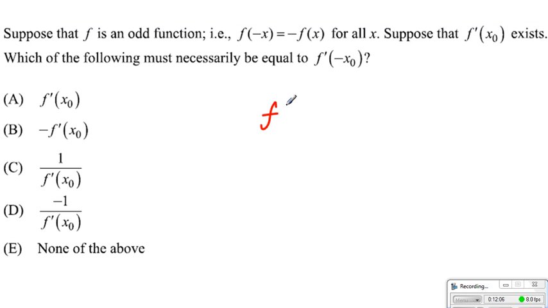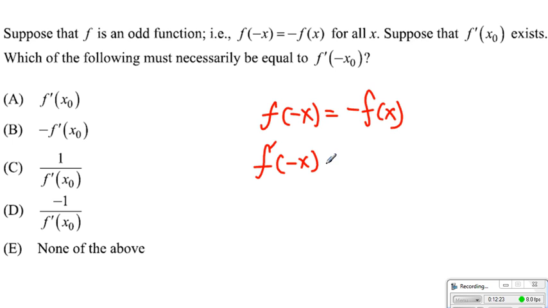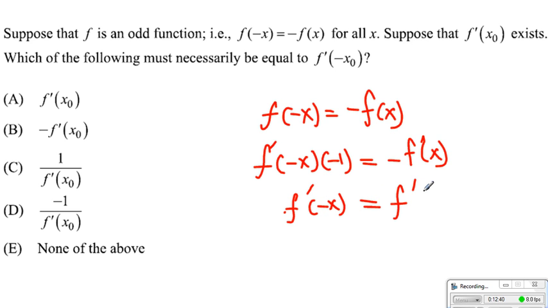So given that f of negative x is equal to negative f of x, when you take the derivative on both sides, this portion will simply become f prime of negative x times the derivative of the inside, which means negative 1, which here is equal to negative f prime of x. But when you multiply by negative 1, then you will realize that f prime of negative x, by two negatives, we end up getting f prime of x.